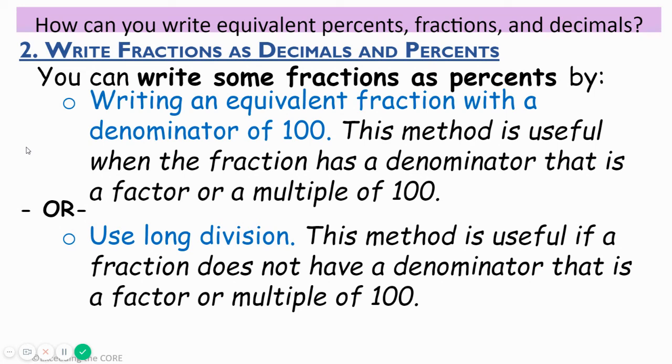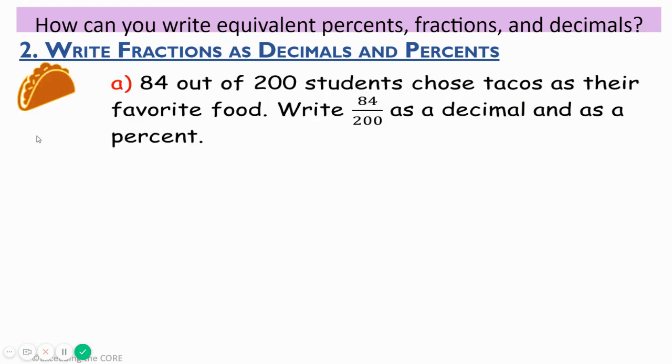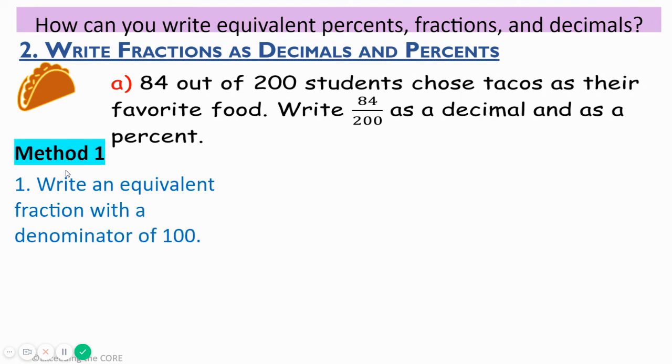If you can't do that method, you've got to use long division. This is good for when your denominator is not a factor or multiple of 100, so you can't multiply to get to 100 in your denominator, or divide to get to 100 in your denominator. For example, 84 out of 200 students chose tacos as their favorite food. What would 84 over 200 be as a decimal and as a percent?